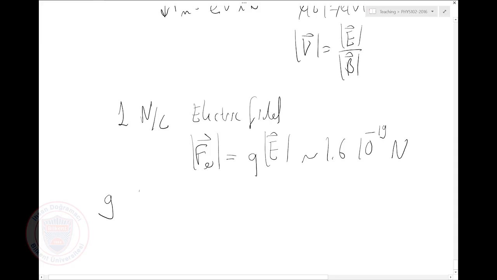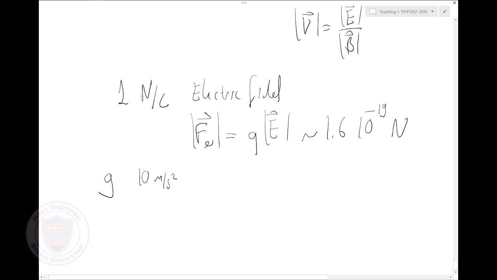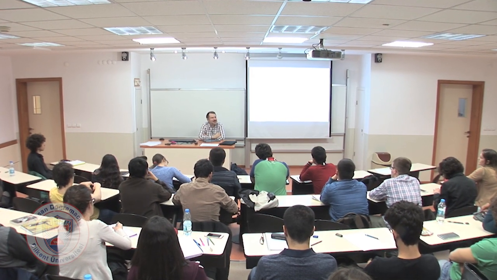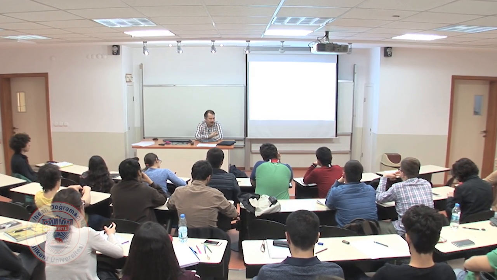G is 10 meters per second squared. What's the gravitational force on an electron on Earth's surface? M times G. Do you remember what's the electron mass? 9.1 times 10 to the minus 31 kilograms. So with G, it's 10 to the minus 30 Newton. So the gravitational force on an electron for typical electric fields in the lab is what? 10 to the 10 times smaller. 10 billion times smaller than electrical forces. So when you're thinking about elementary particles moving around under electric fields, magnetic fields, generally it's a good approximation to neglect that they are actually falling under gravity. Okay?